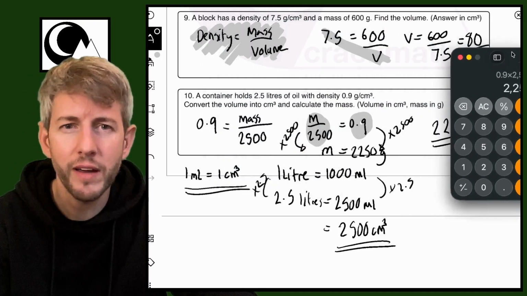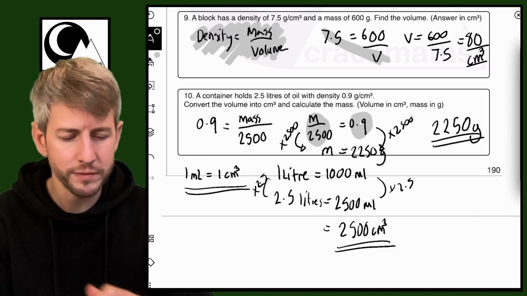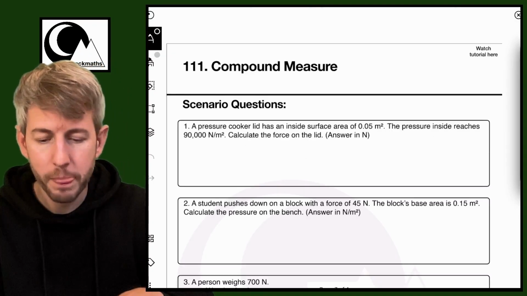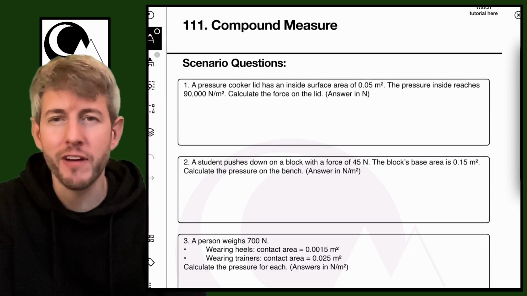That was a little bit tight fitting those all in there, but never mind. Let's move on to the next one. Okay, so we've got the scenario questions now. Let's have a look at these scenario questions here.